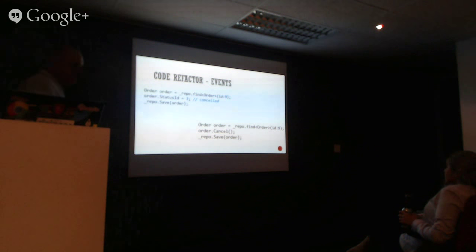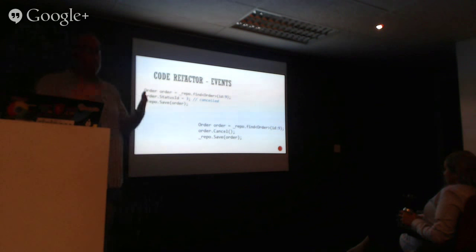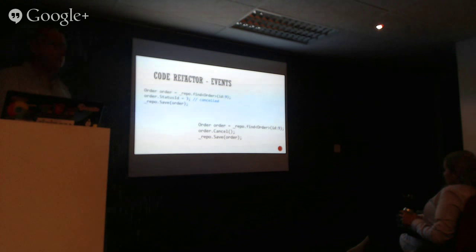So the other one, which I mentioned around having some kind of eventing system to monitor what's happening in the business, is an extension on that. On the left-hand side, we've got the old way of doing it. We set some sort of magic number to the status ID. And again, that doesn't mean anything to the business. They're not going to understand it. And the developers are not going to understand it a month into the project either.